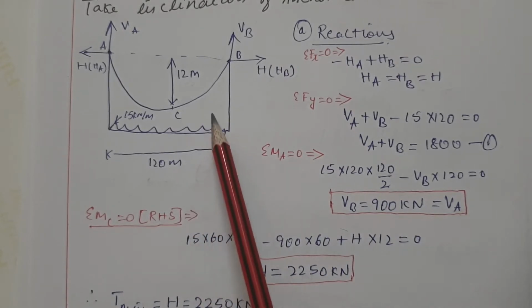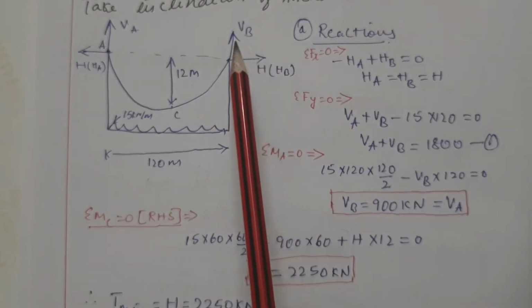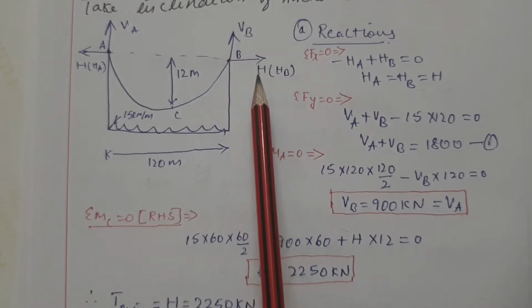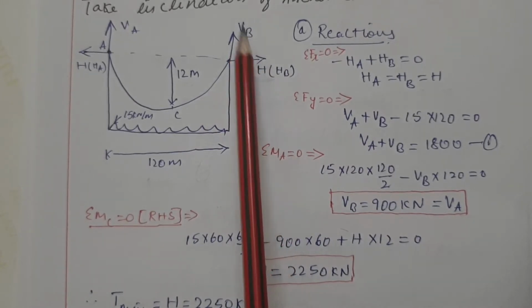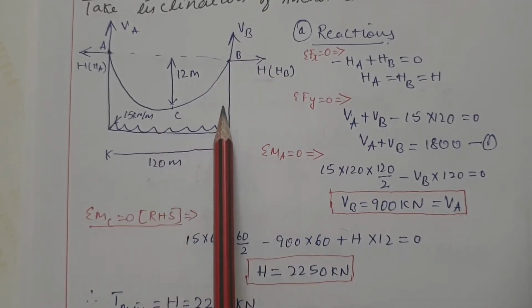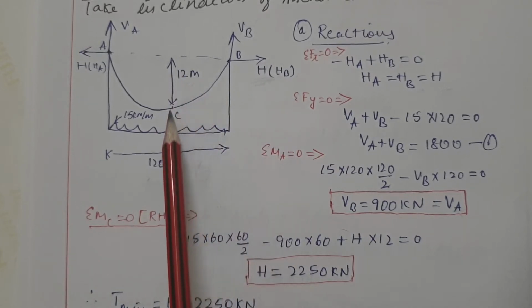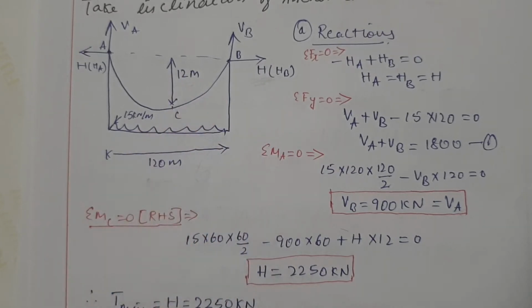So it is acting clockwise, positive. And what about this one? This will be anti-clockwise and this will be clockwise. For this the perpendicular distance is once again 60 meters. For this the perpendicular distance is 60 meters. So it will be as follows: 15 into 60 into 60 by 2, minus 900 into 60, plus H into the total vertical dip, that is 12, will be equal to 0.